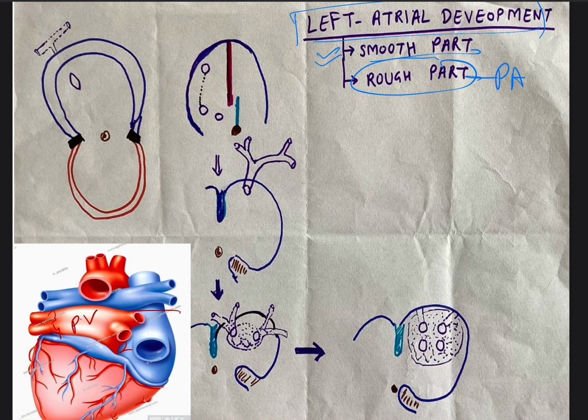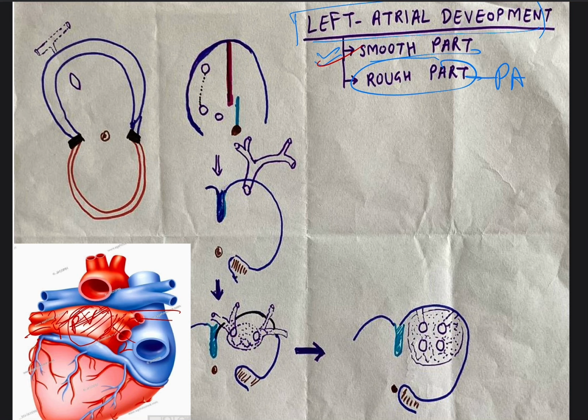All four pulmonary veins get absorbed into the posterior most part of the left atrium and form the smooth part of the left atrium.